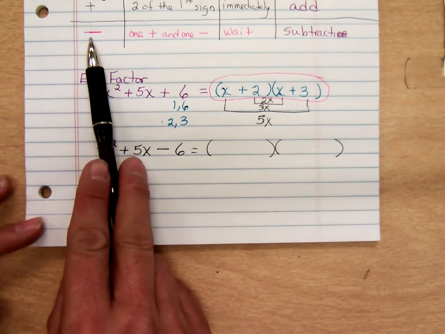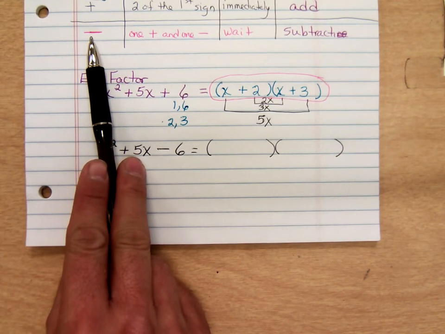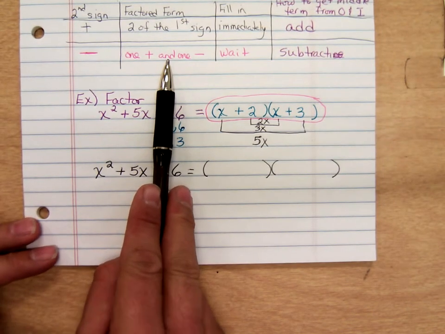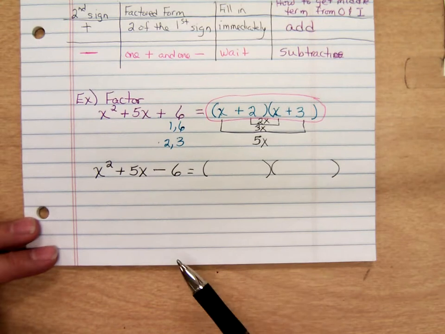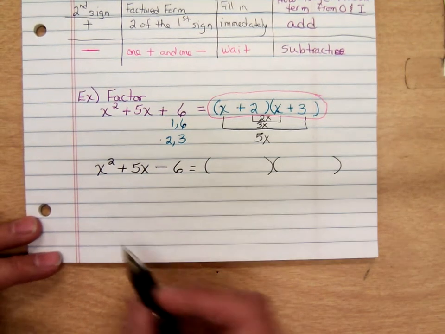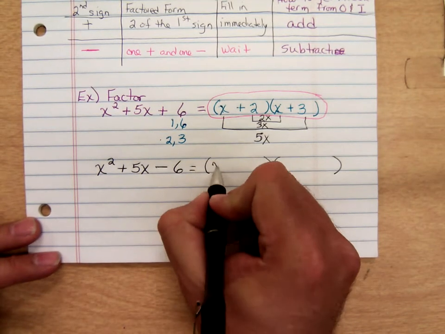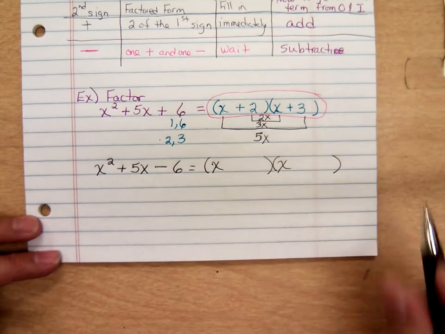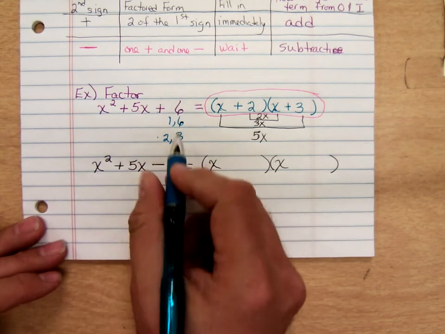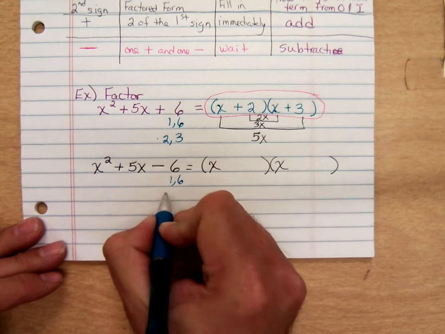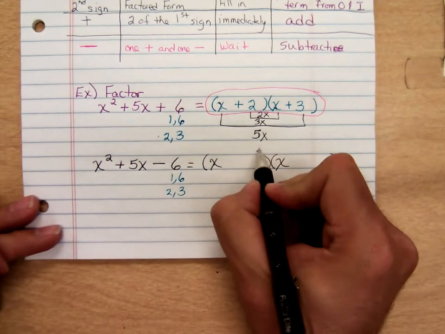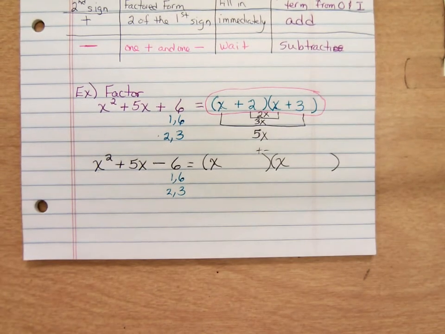If the second sign is a minus, the factored form has 1 plus and 1 minus. So instead of putting plus and minus in right now, I'm going to wait to fill it in. But I know how to get started. In the first term, x times x. Now, numbers that multiply together to give 6 are still 1 times 6 and 2 times 3. Just remember that there's going to be a plus and a minus in there. I'm going to have to fill it in a moment.